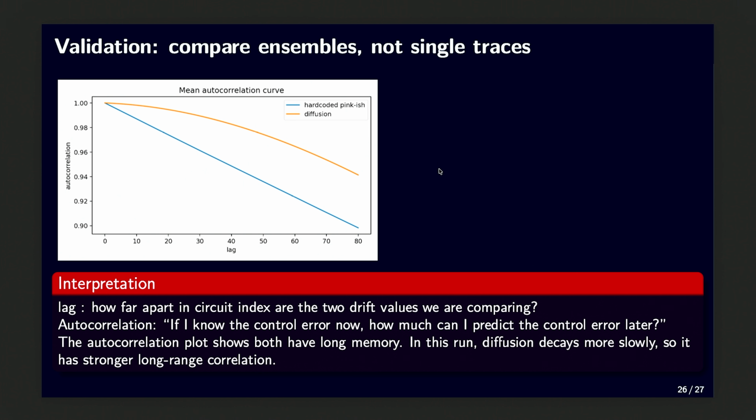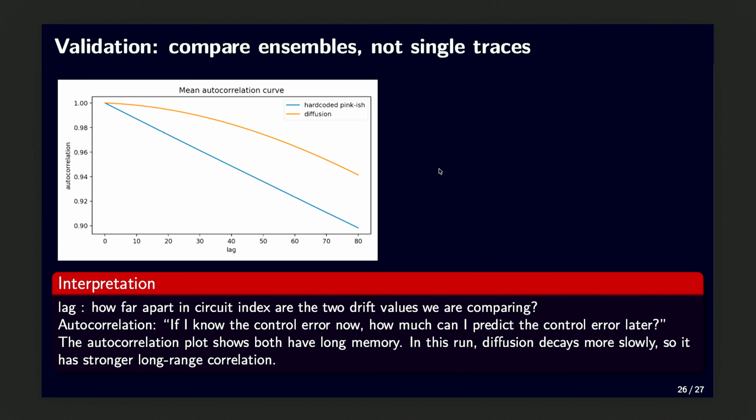Lag shows how far apart in circuit index the two values we are comparing are. The autocorrelation tells us: if I know the control error now, how much can I predict the control error later? If you have circuit I, where I goes from 0 to 6,000 in my case, lag 0 tells you how correlated circuits are with themselves. And lag 10 tells you how correlated circuit I is with circuit I plus 10. So we want to see the correlation and the memory, right?